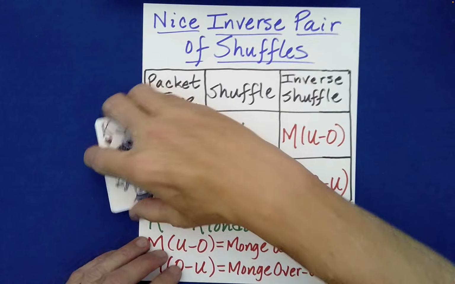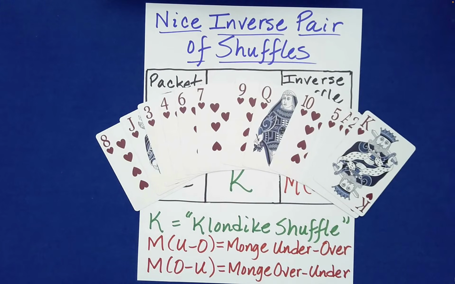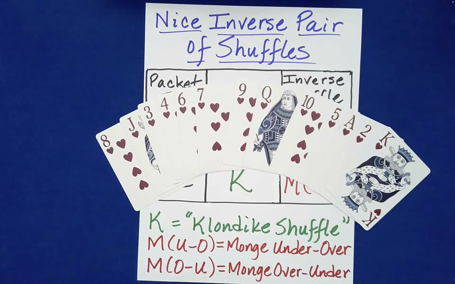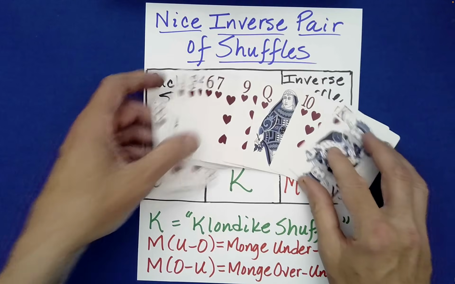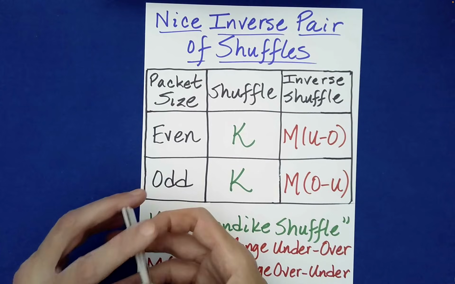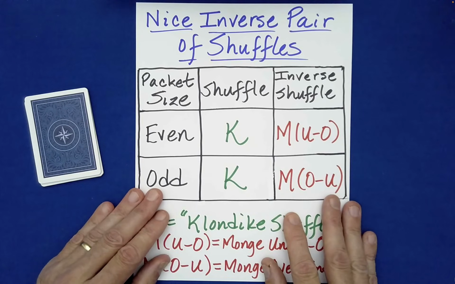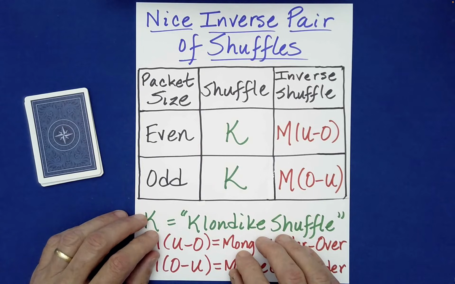Okay, so anyway, that's probably a pretty simple application of the power in having knowledge of the ordering of the packet after supposedly mixing the cards beyond the knowledge of anyone. Okay, so anyway, I thought I would share this fun inverse pair of shuffles with you, and I think it's one that's not too hard to remember.